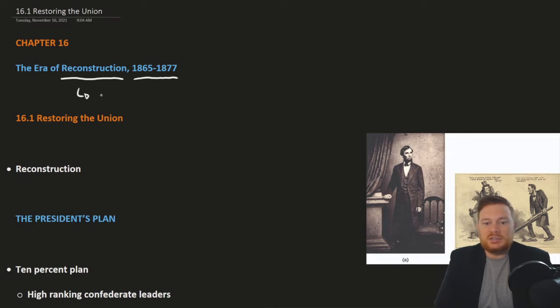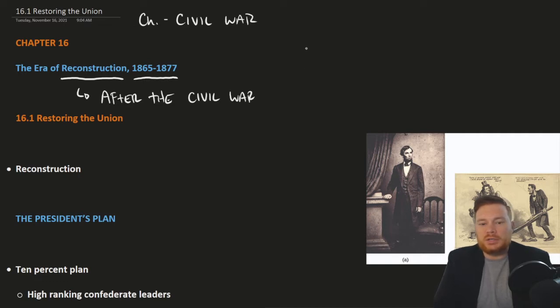In general, this is the time period after the Civil War. So last chapter, chapter 15, was entirely about the Civil War. This is essentially what goes on afterwards. And Reconstruction essentially refers to two things.